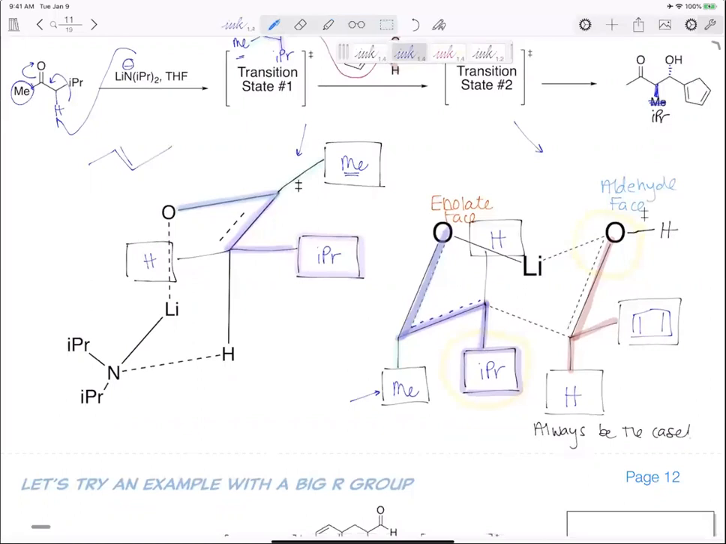So in this case, there will always be a hydrogen and there will always be an R group, right? You just have to figure out where the hydrogen and where the R group goes. But in our case, because we have seen that it's going to be an E alkene from here, we are going to translate it back in here. And that's why we know that the hydrogen is going to be axial and the isopropyl is equatorial. Make sense?